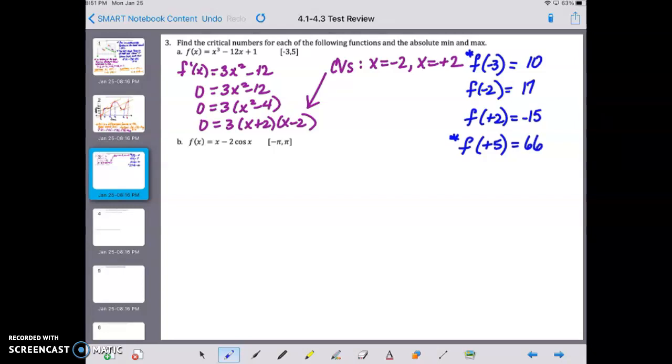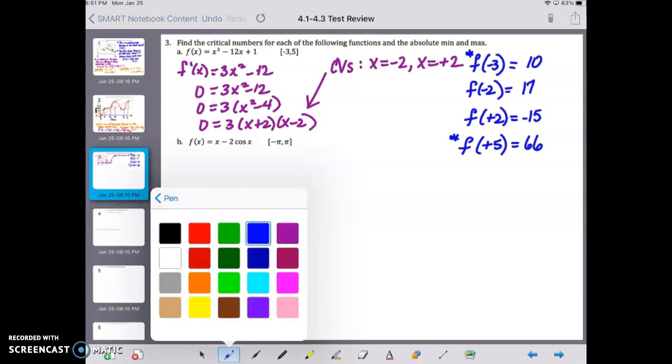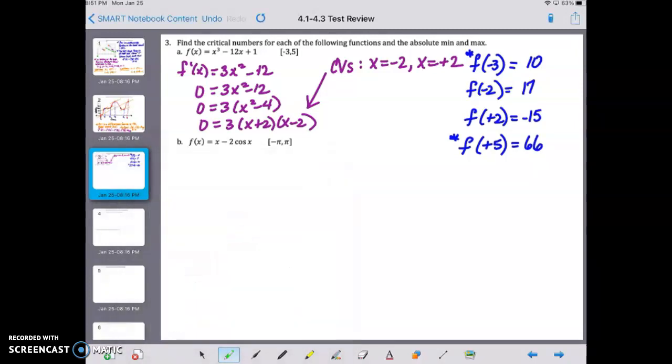So now based on these results, it's easy for us to see that our absolute minimum is going to occur at 2, and that is negative 15. So this right here is our absolute min. And our absolute maximum occurs at 5, one of our endpoints. This is our absolute max.